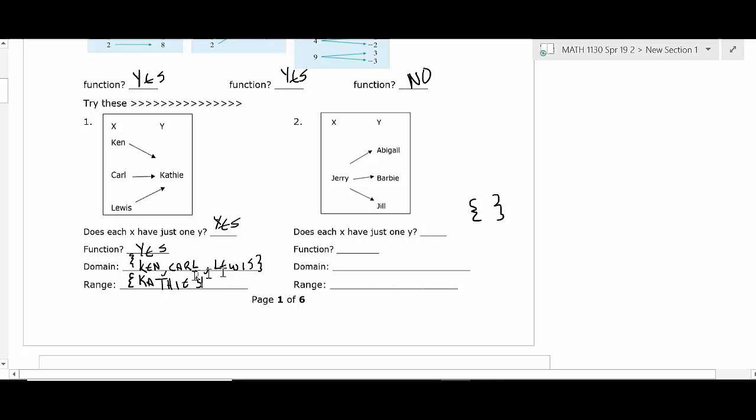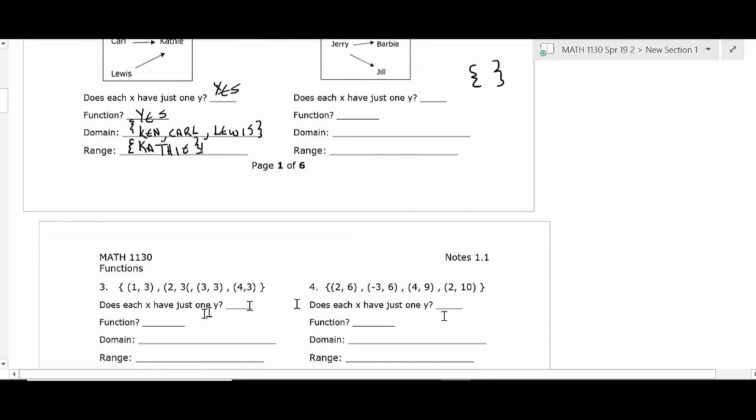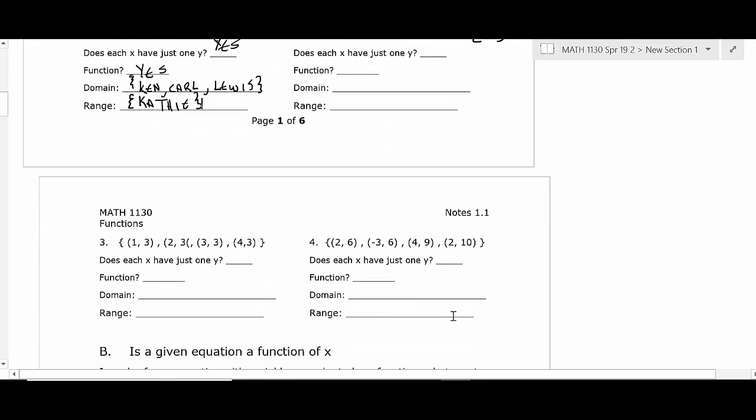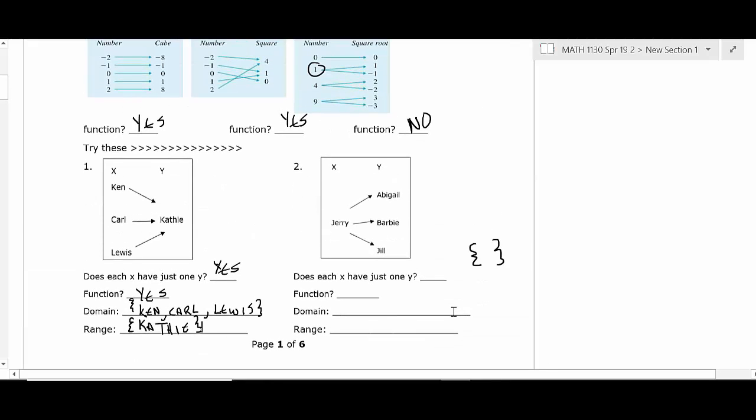Go ahead and on your handout do numbers 2, 3, and 4 and see if you can figure those out. I'll give you just a couple of minutes to get that done. It shouldn't take you too long. Everything we talk about in this class is going to revolve around functions mostly, so it's real important. When you take calculus, you're going to be dealing with functions also.